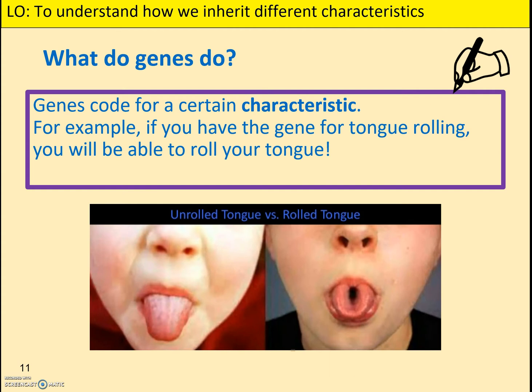A gene is a small section of DNA that is usually located on a chromosome and controls the development of one or more traits. It is the basic unit by which genetic information is passed from parent to offspring. For instance, if you have the gene for tongue rolling, you will be able to roll your tongue. Why not have a go at doing this now?